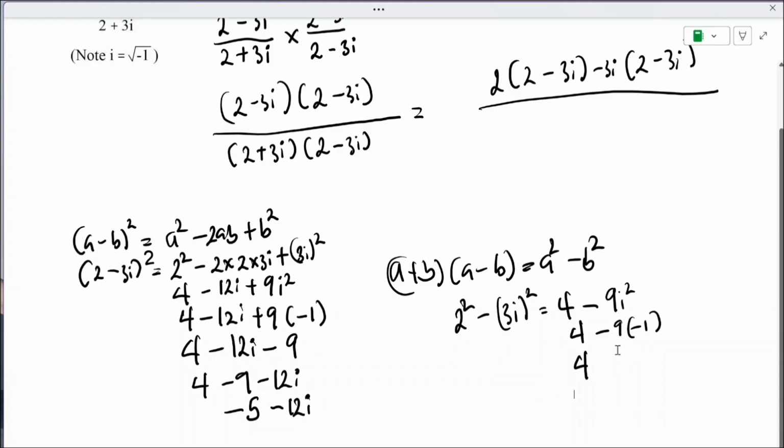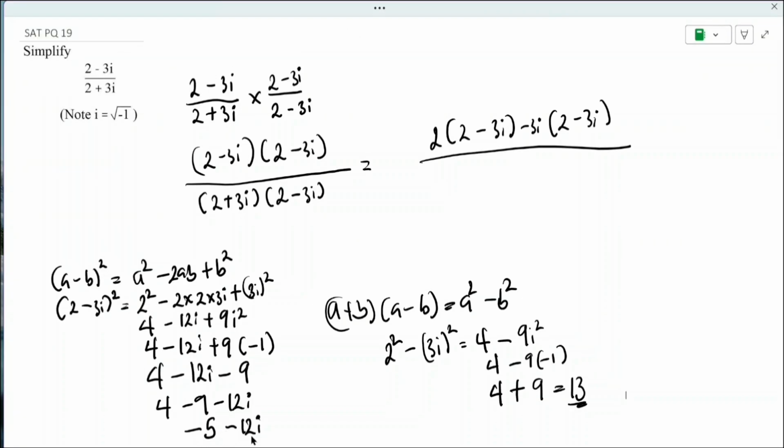Note, you have to be very careful here. It's a technical part of the question. This 9 ohms is negative, so it's minus 9 times minus 1. Negative times negative will give you positive. 9 times 1 will give you 9. So you have 4 plus 9, that will be 13. So if you were to use this method in expanding this, you get 13 as your denominator.